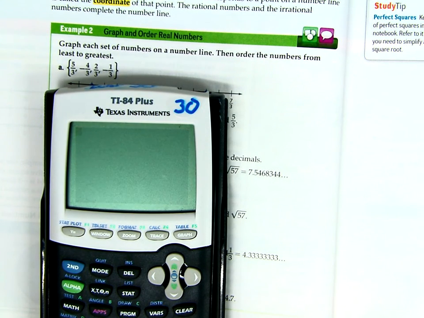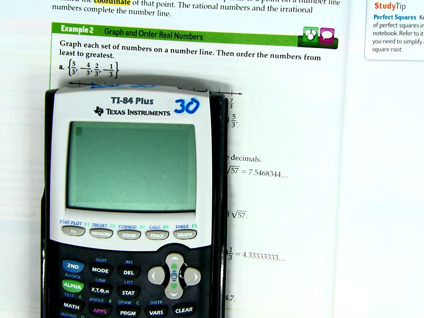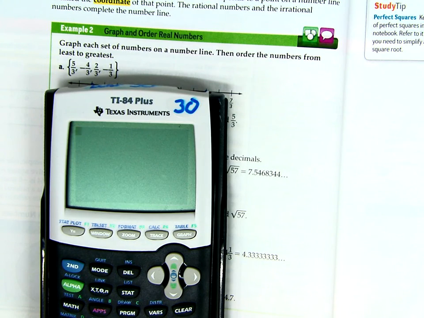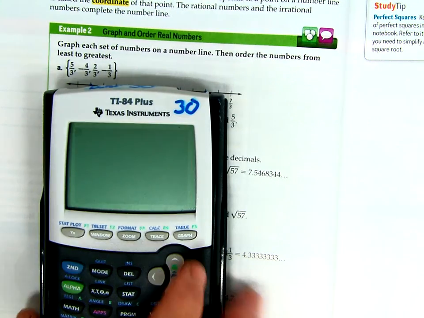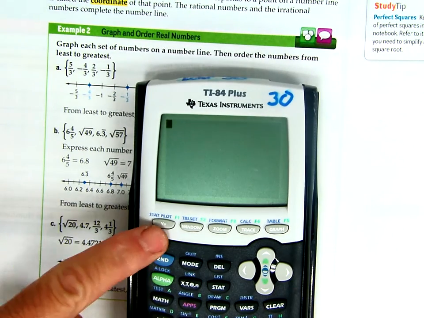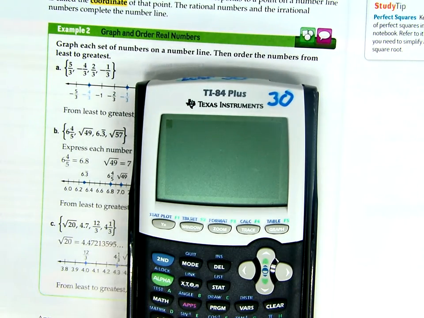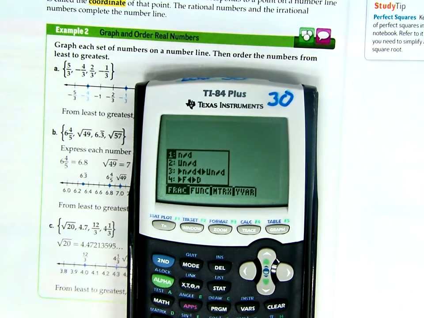Okay, here's how you do this. You've probably done this before, but not for a mixed number. You're going to push the alpha button, that's the green one, and the y equal button, which is right here. So alpha, y equal.